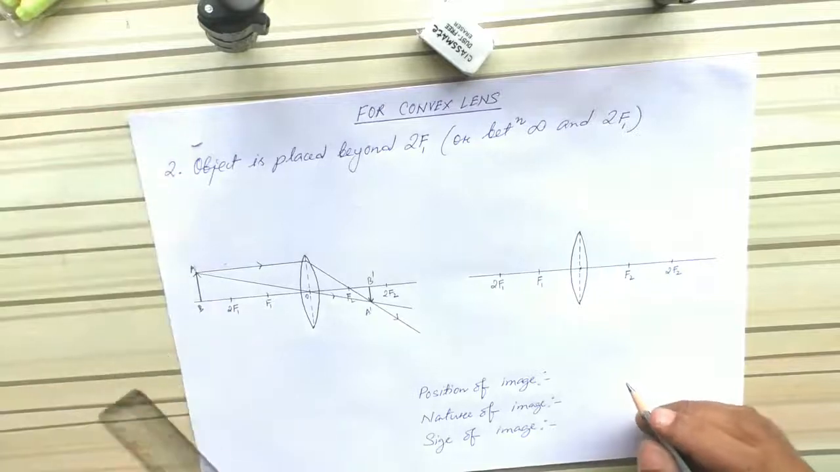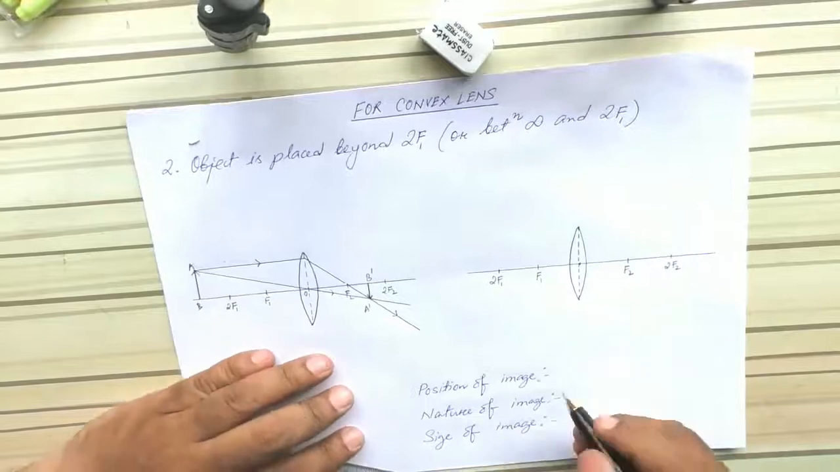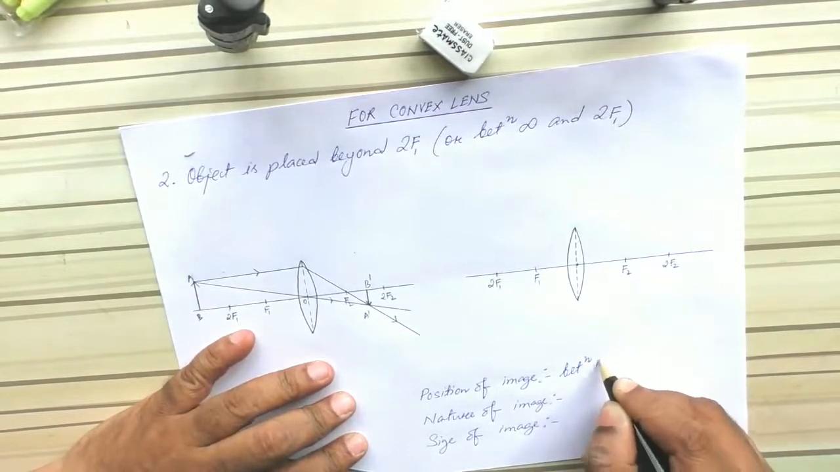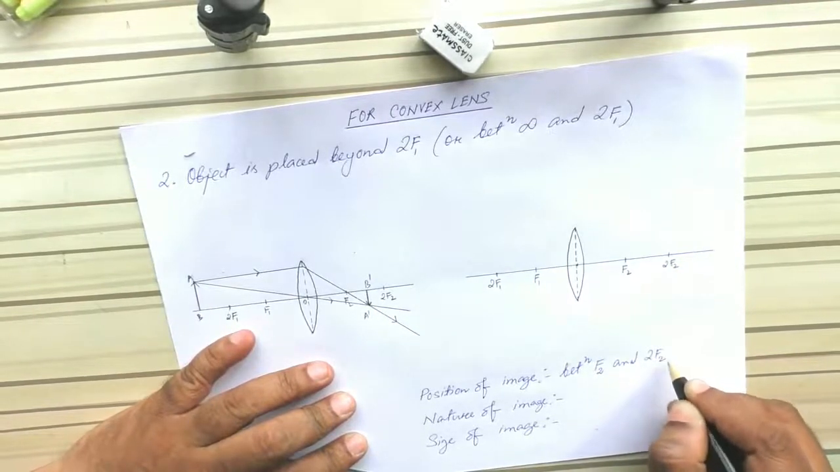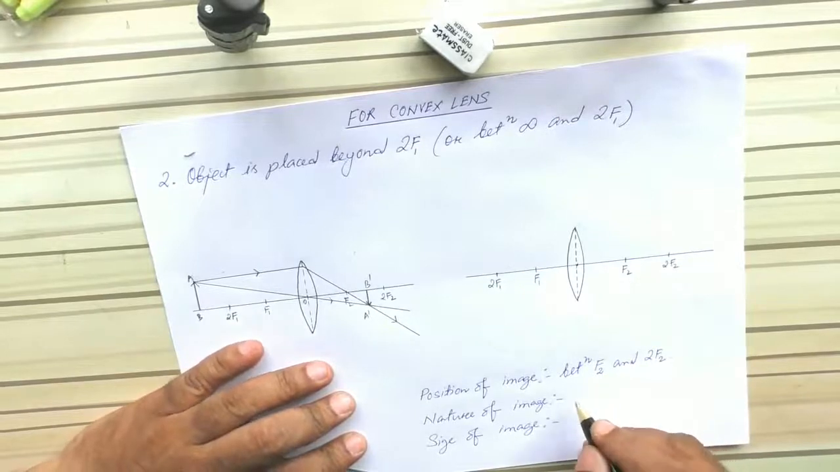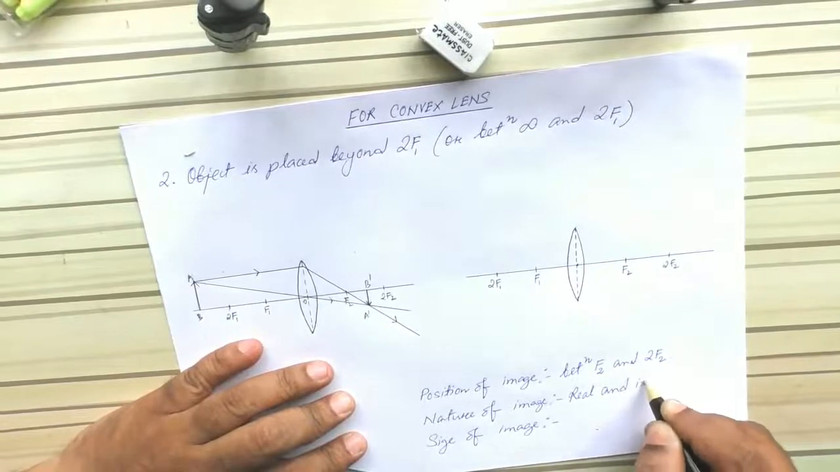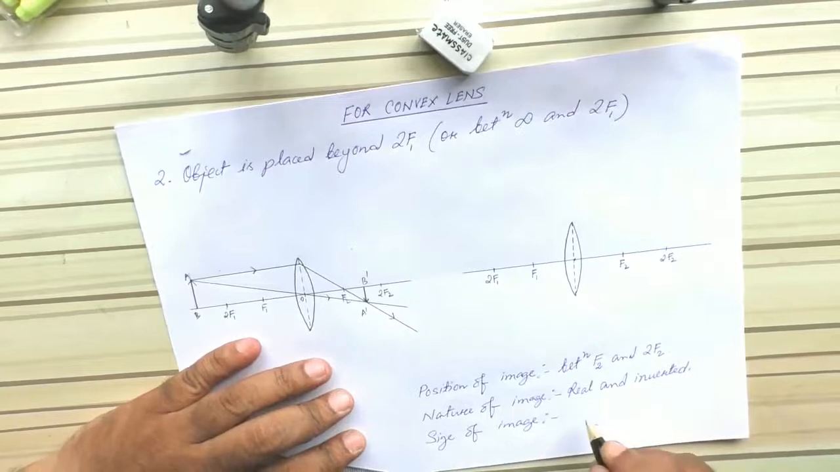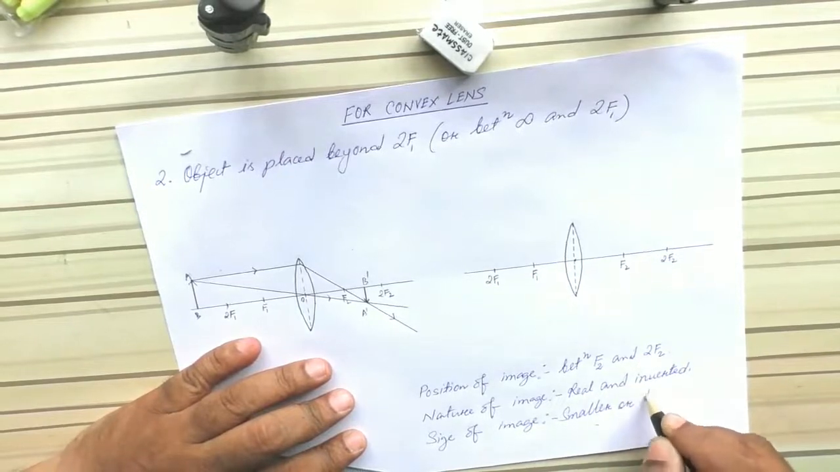Okay, and here position of image we can write between focus F2 and center of curvature 2F2. Nature of image, real and inverted, and size of image is smaller or diminished.